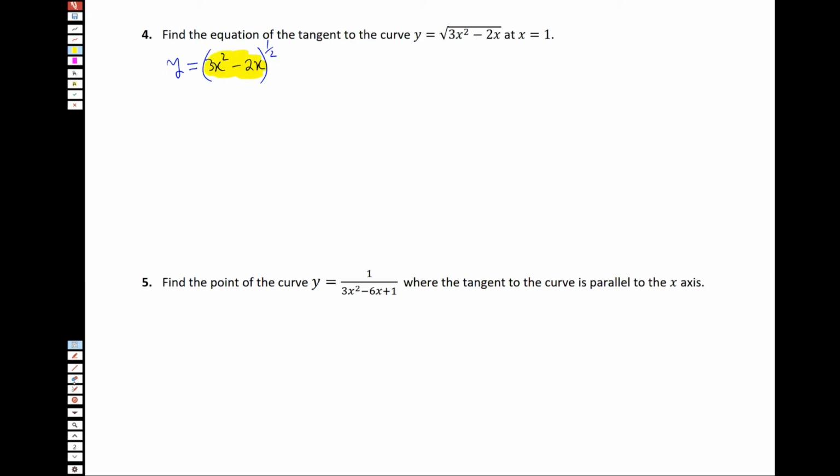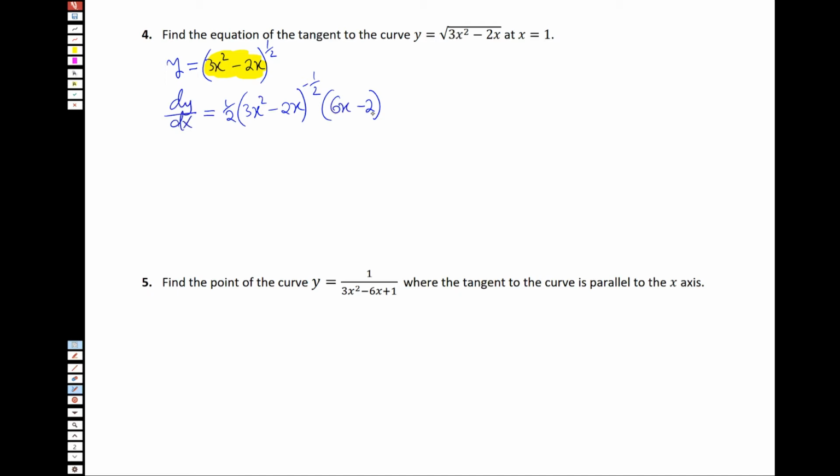And if we apply the chain rule, we shall end up with dy/dx being equal to outside. We start with outside, so a half into (3x² − 2x) to the power negative a half, because a half minus 1 is negative a half. And then you differentiate inside, which is 6x − 2.